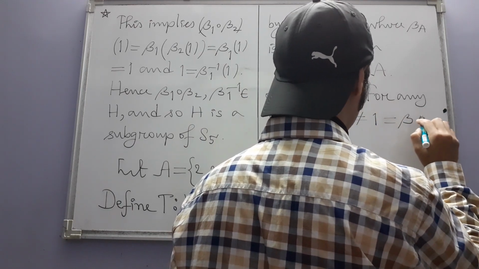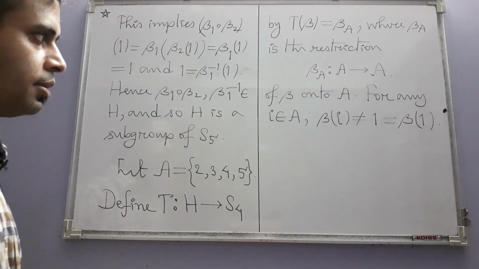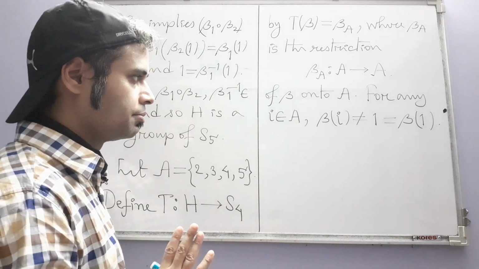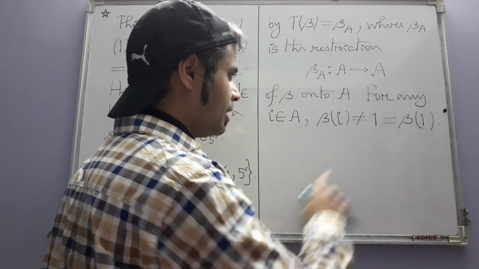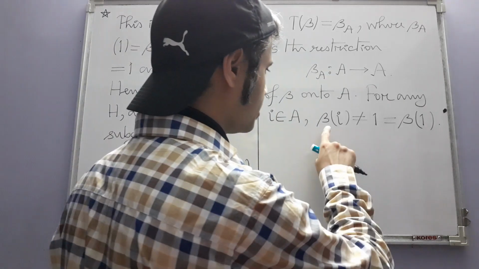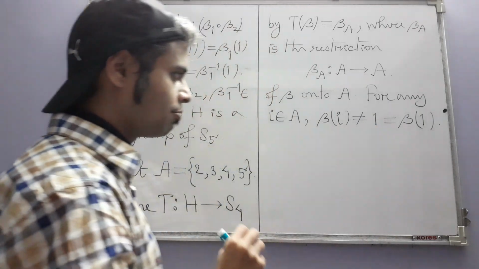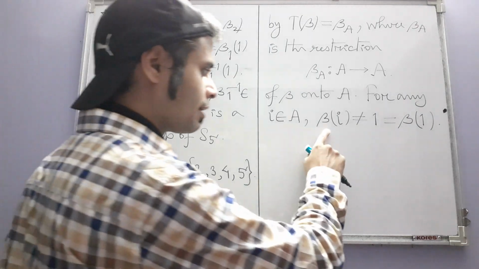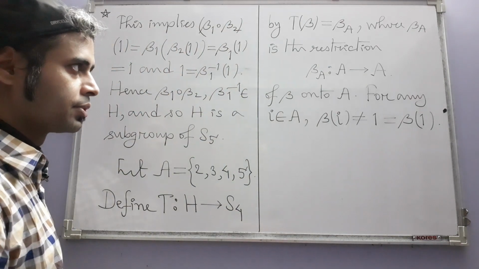Beta is one such permutation, so beta of 1 is equal to 1. But i coming from A is not equal to 1. So i is different from 1, and beta is 1 to 1. The original beta is a bijection, so it's 1 to 1. So how can beta of i and beta of 1 be the same when i and 1 are not the same? That is why beta of i is not equal to 1.